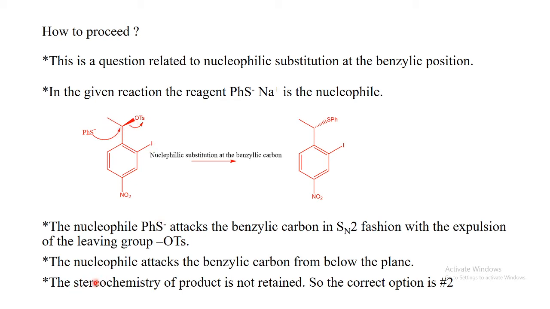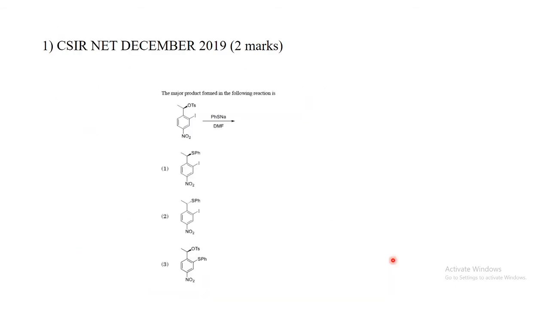So the stereochemistry of the product is not retained. That is, when the nucleophile thiophenolate attacks the benzylic carbon from below the plane, the stereochemistry of the product obtained is reversed. That is, it is changed, as you can observe here. So if we look at the options, we can see that the correct option is number 2.